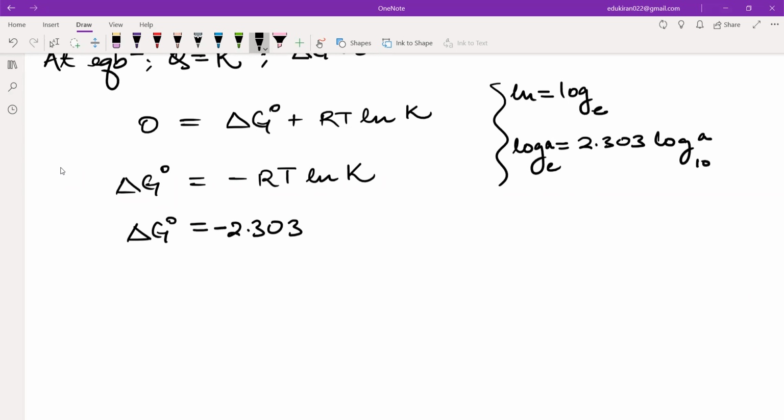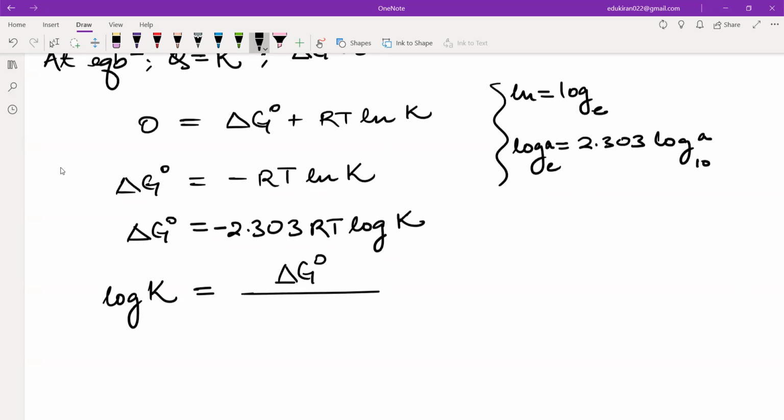So minus, and we'll just put here RT log. Now, whenever I write log, it means base 10, ln means base e. Log of K, I can write, will be equal to delta G naught, and minus 2.303 RT. Now another thing that you have to remember is what is this log.